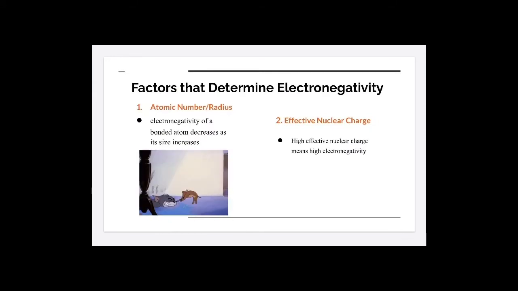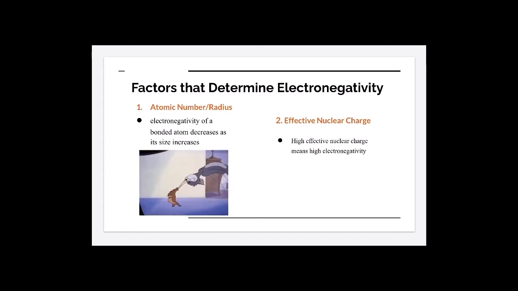Factors that determine electronegativity include: number 1, atomic number or radius. Electronegativity of a bonded atom decreases as its size increases. So you can see in the animation that even though the mouse is much smaller than the cat, he is much stronger. This accurately represents the relationship between size of an atom and electronegativity. Smaller equals stronger. And this will make more sense when we get into it in our number 5.